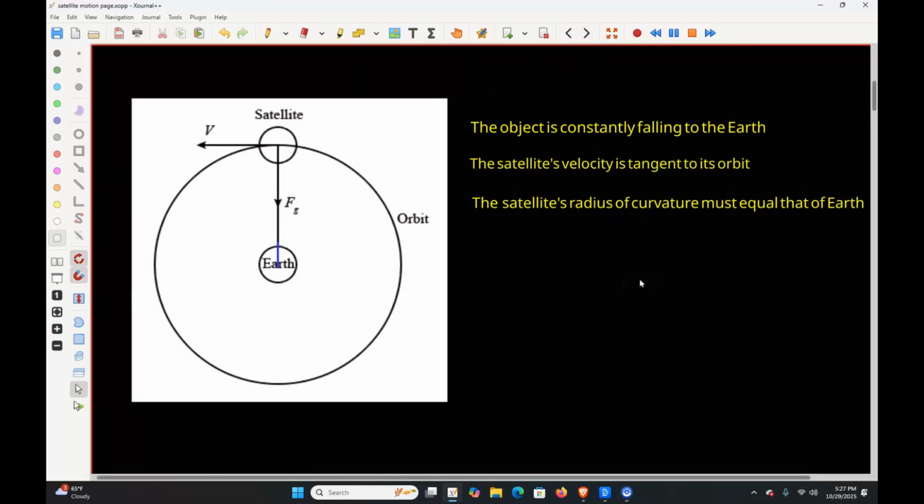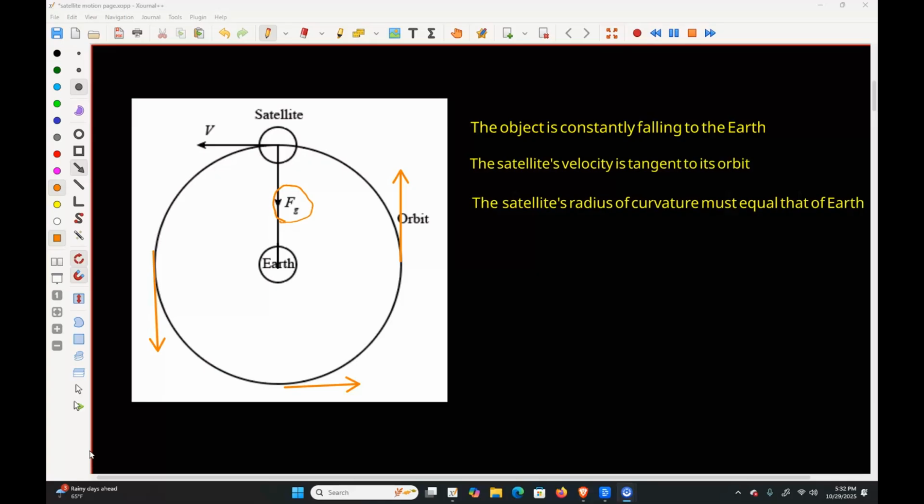A satellite is orbiting a planet such as the Earth. The satellite is being constantly pulled toward the Earth. This is the force of gravity. This force of gravity will be exerting centripetal force on the satellite because the satellite is traveling perpendicular to the orbit. The satellite is both falling to the Earth and traveling horizontally, which causes it to form an arc.